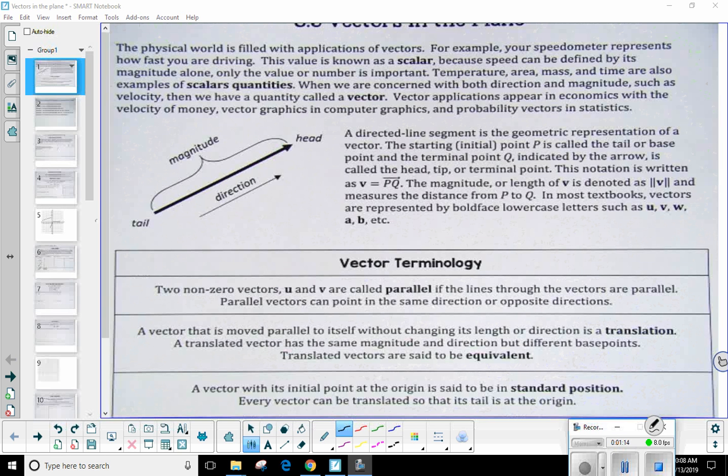Now, when we're concerned with both direction and magnitude, and magnitude could represent any of those previous items that we were talking about, that's when it becomes what we call a vector. Such as velocity, then we have a quantity called a vector. Vector applications appear in economics with the velocity of money, vector graphics in computer graphics, and probability vectors in statistics. So you have measurable items, but when you have that measure and a direction, then it becomes a vector. So it's a math quantity represented by an arrow that has both of those items.